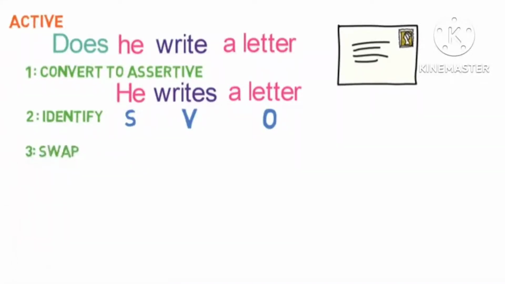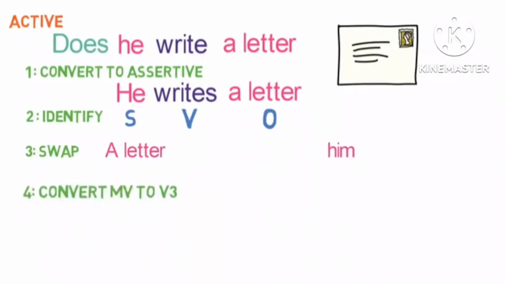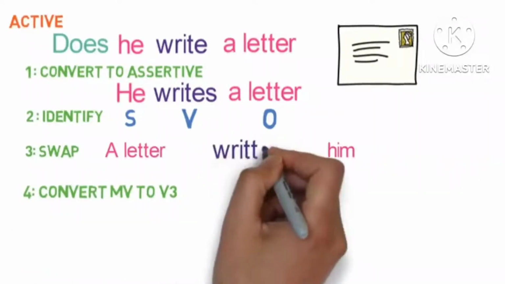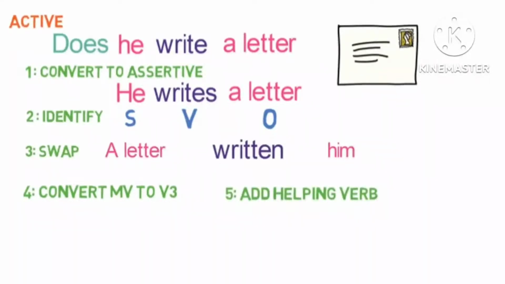Step 3. Swap. Now, we need to swap object to subject and subject to object. So, a letter will come in the first place and he will be turned into him and positioned last where the object was there. Now, in step 4, we need to convert the main verb to the third form. So, it will be written, right? Now, in step 5, we need to add a helping verb, so it will be is written, as it is in simple present tense. Now, if you read the sentence, it is a letter written him.